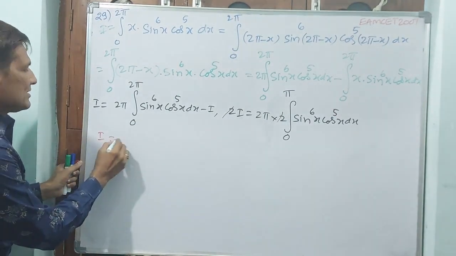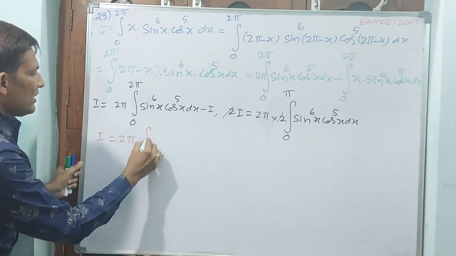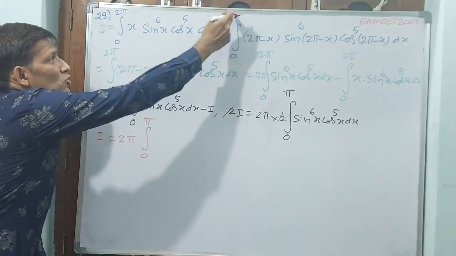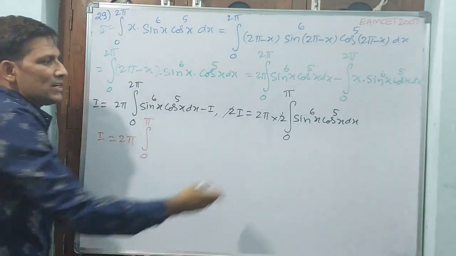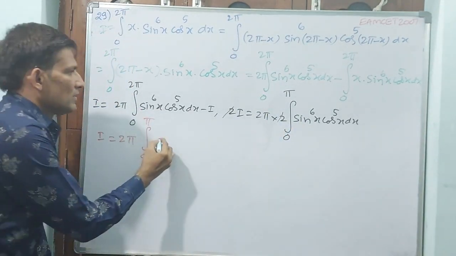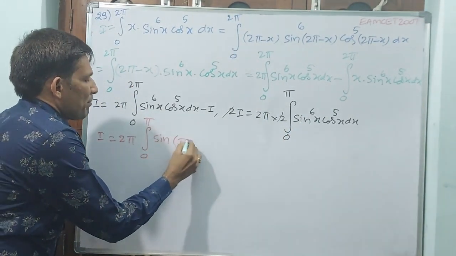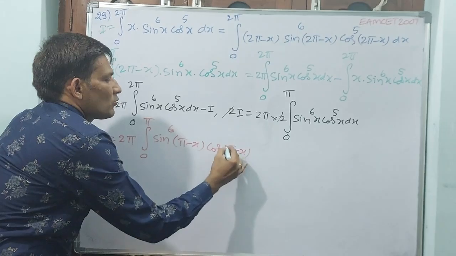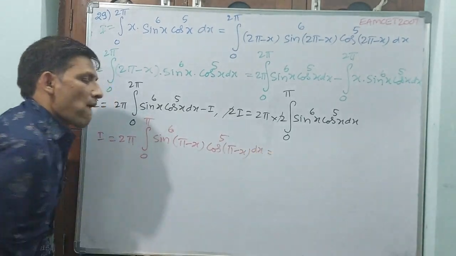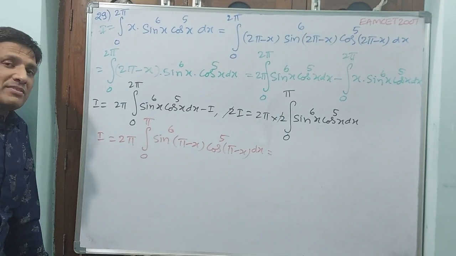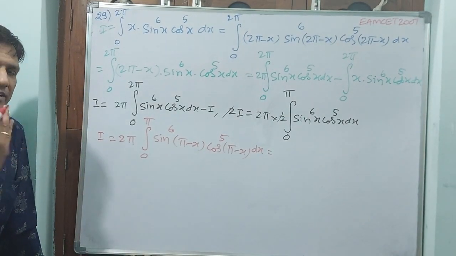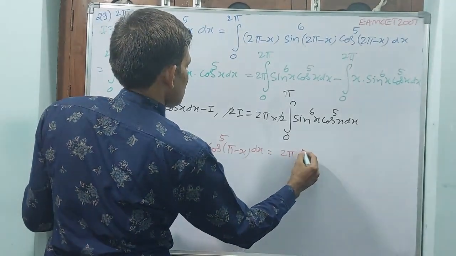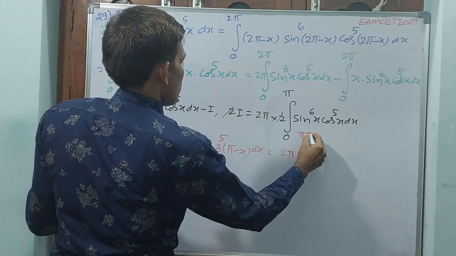I is equal to 2 pi times integral 0 to pi. Now like 0 plus 2 pi minus x, again 0 plus pi minus x. Sin of pi minus x whole to the power of 6, cos of pi minus x whole to the power of 5 dx. See, sin pi minus theta means sin theta only. Why? Because in the second quadrant sin is positive, and because of the horizontal angle pi, sin only will come.